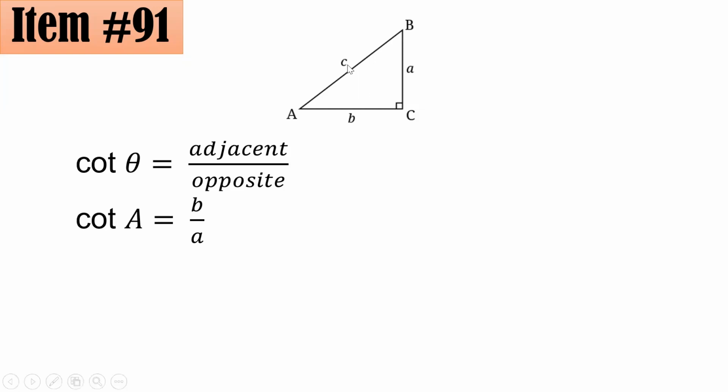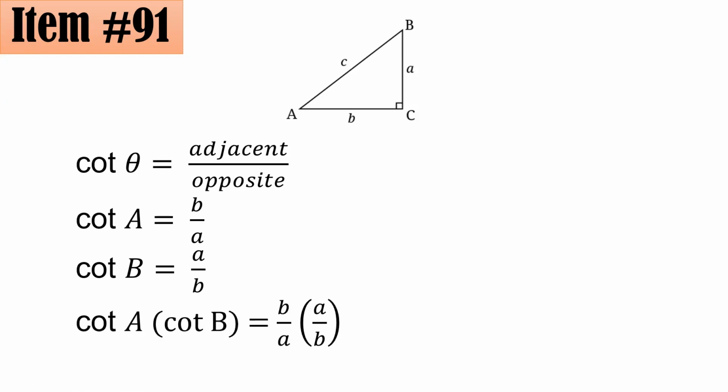Side C is the opposite of angle C. And cotangent A is adjacent over opposite, so B over A. If you have cotangent B naman, nandito siya. Adjacent niya is A, yung opposite niya ay B. That's why A over B.